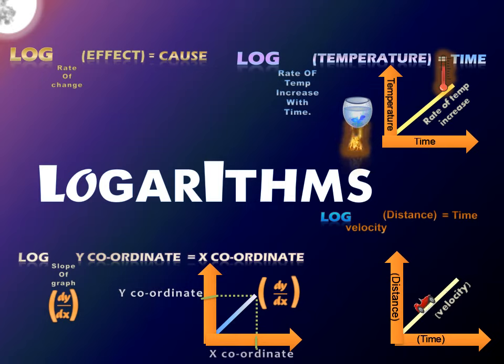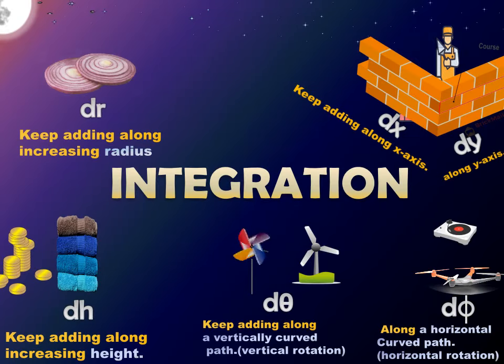Here is another example. Let's say you have plotted time on the x axis, distance covered by a car on the y axis. The velocity of the car will be the base of the log. So log to the base of velocity of distance will give you the time taken to reach that distance.